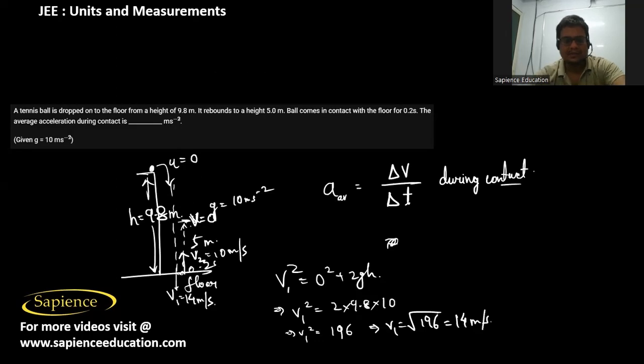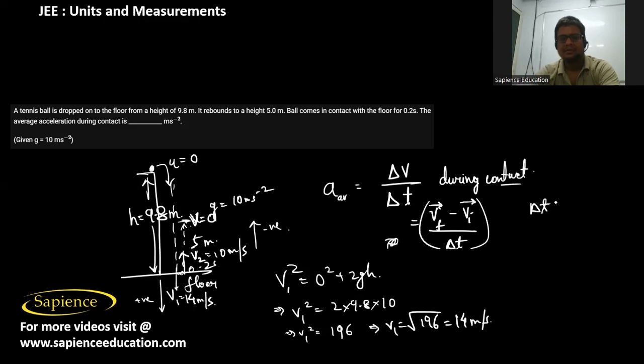Since why? Let's say if we take the downward direction as positive, then upward direction will be negative. It means v2 is in the negative direction. So average acceleration means v final minus v initial by delta t.